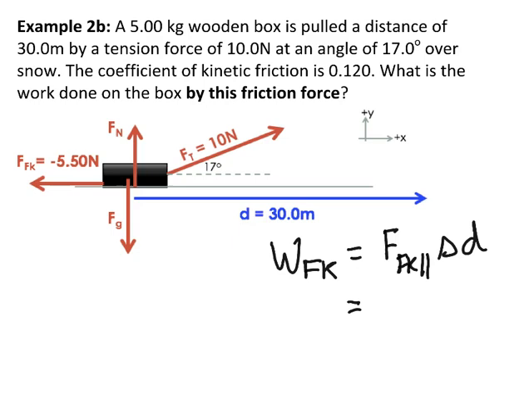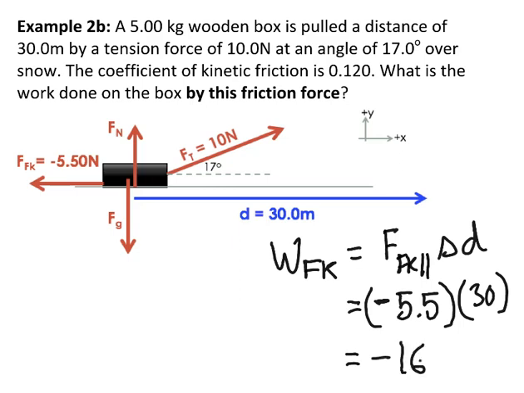Here, signs actually do matter. So work doesn't have any direction to it. You're not going to say it's some number of joules of work up, but work does have a sign. So when I have a negative force and a positive displacement, or anytime my force is pulling against my displacement, you actually want to put in a negative value here. So this would be negative 5.5 times the 30 meters there. So negative 5.5 times 30 is negative 165 joules.